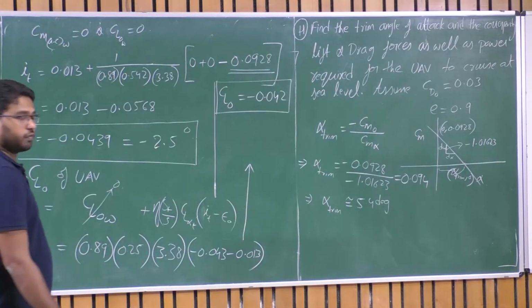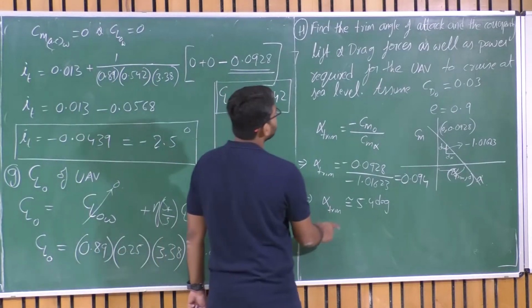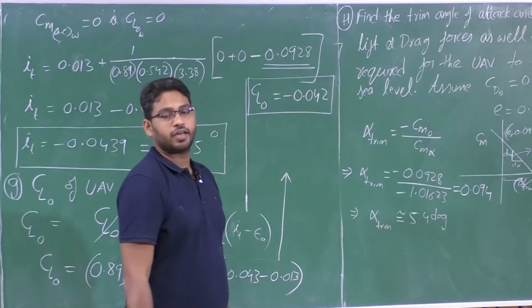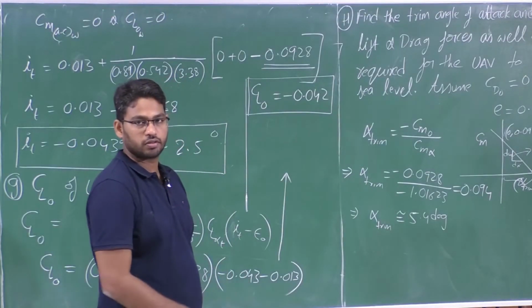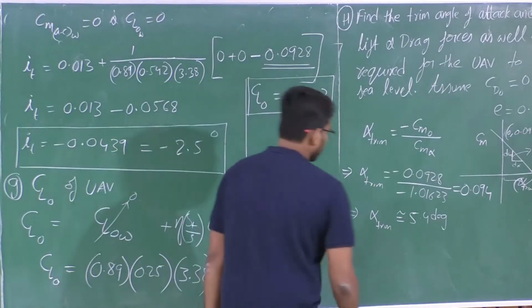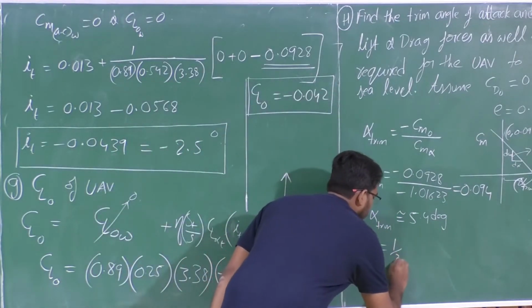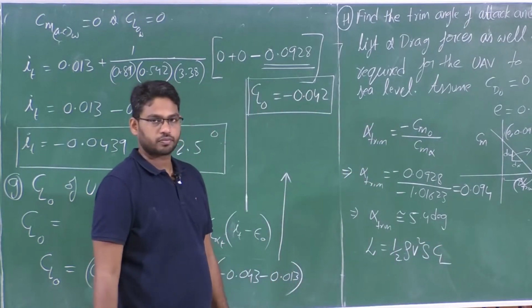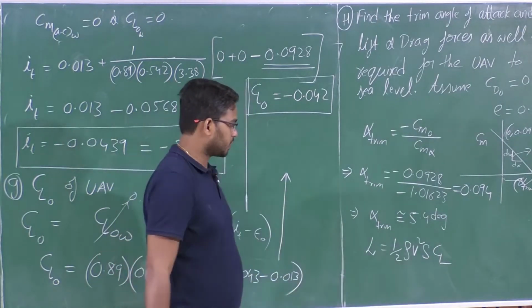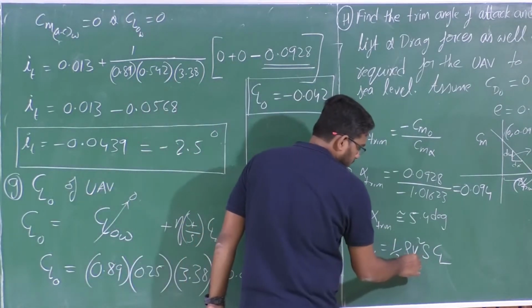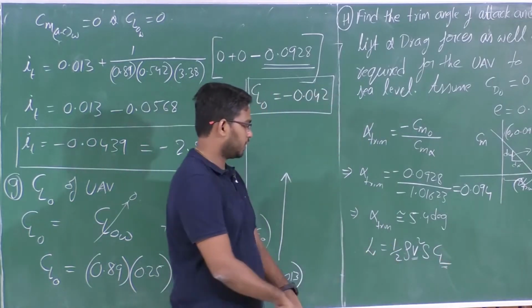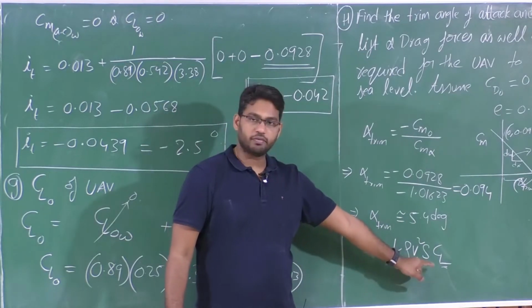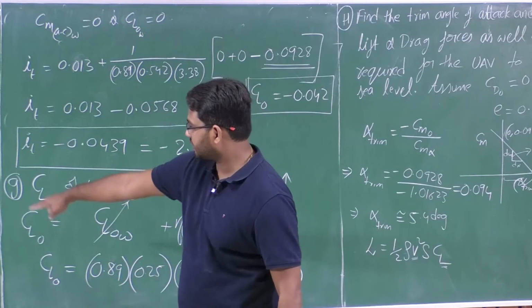So I have this trim angle of attack. With this data, can I find out the lift and drag coefficients? What do I require to find those? First of all, lift is half rho V squared S times CL. We need to know the cruise velocity as well as CL here, because density at sea level is 1.225 kg per meter cube, and we have the wing area because B is given and C is given.